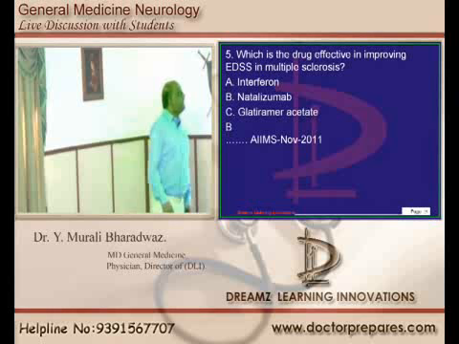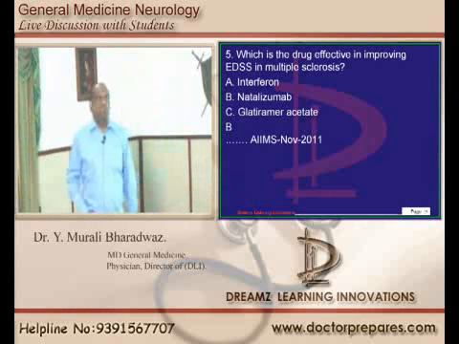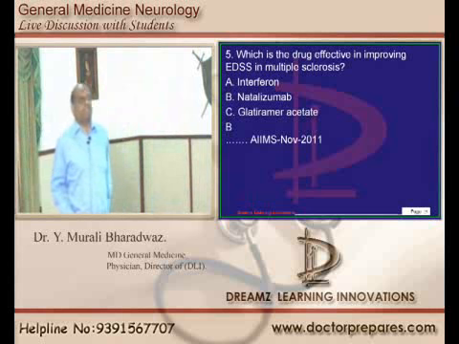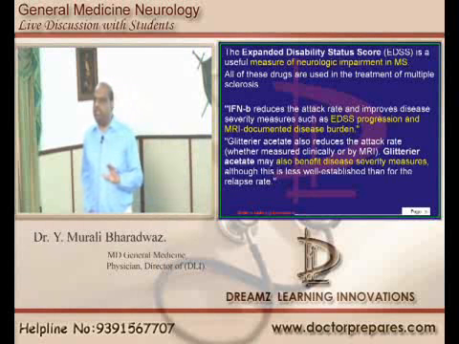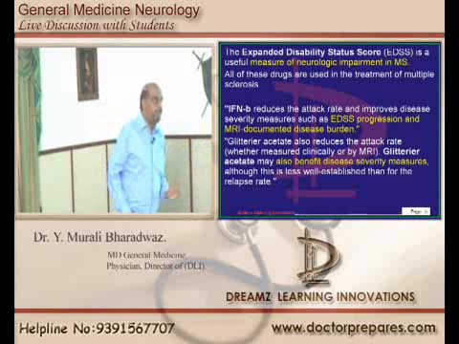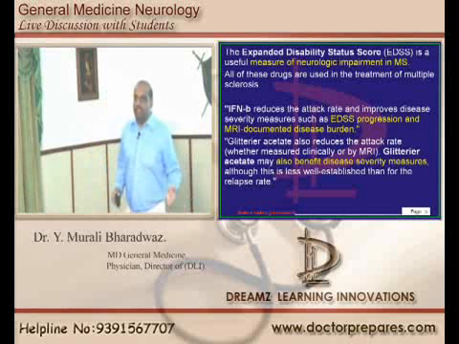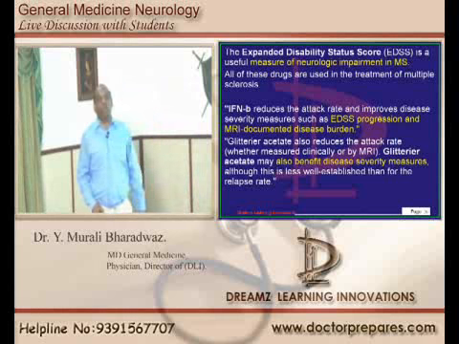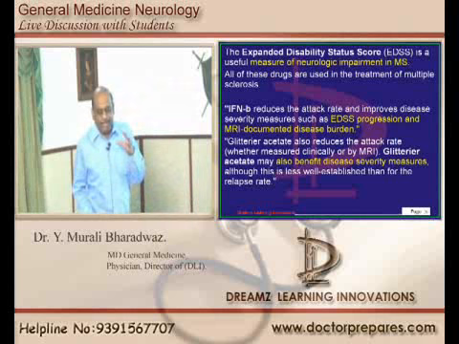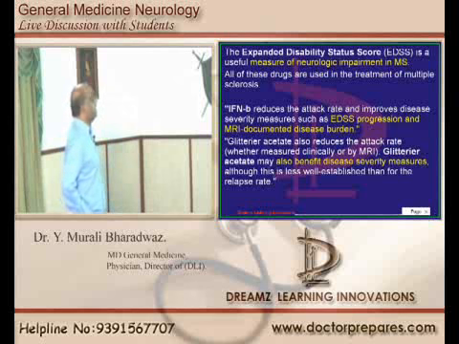Now, which is the drug which is very important for improving the expanded disability status score? What is the usage of the expanded disability status score? Fundamentally, it says, if you have treated the patient, how much his diplopia improved, how much the mobility improved, how the symptomatic improvement is there, and the quality of life of the patient has improved. We use various drugs, but out of all these drugs, which one will bring a real difference in the expanded disability status score is the question of the examiner.